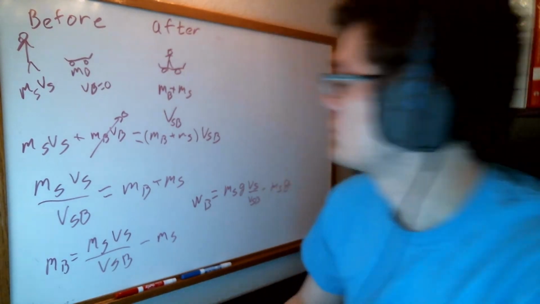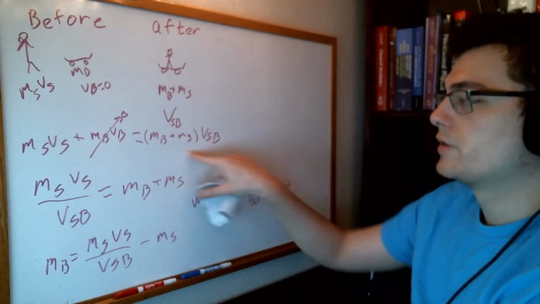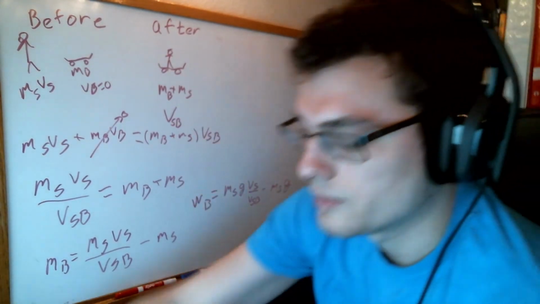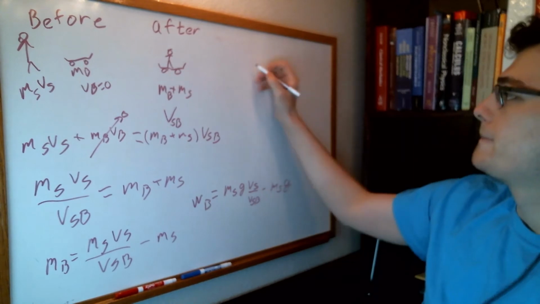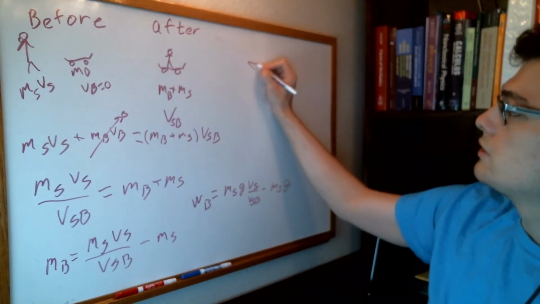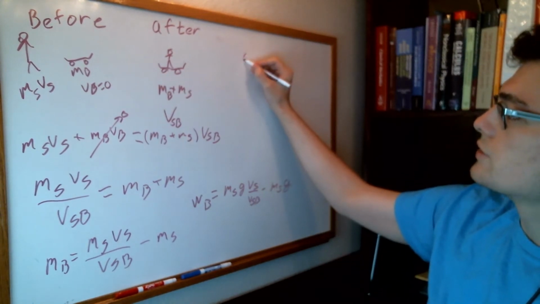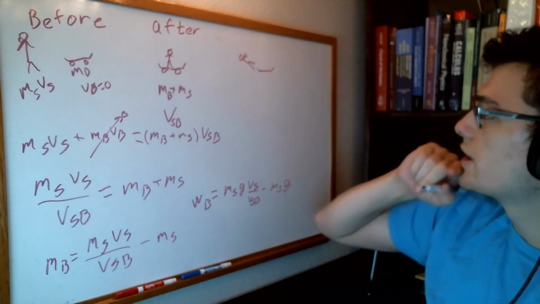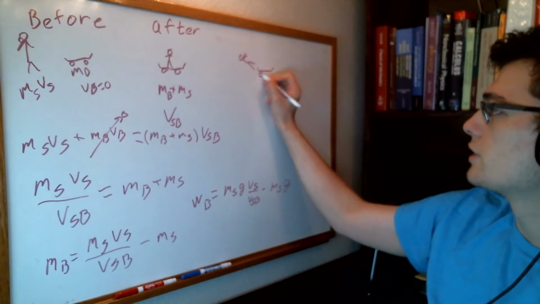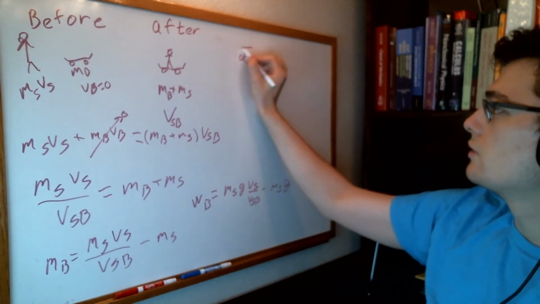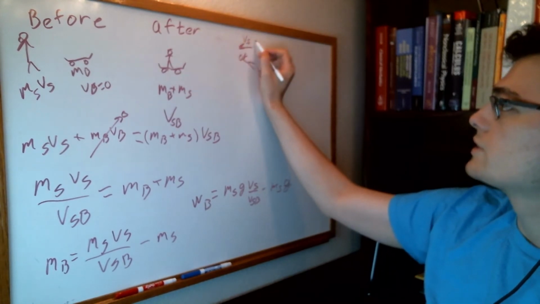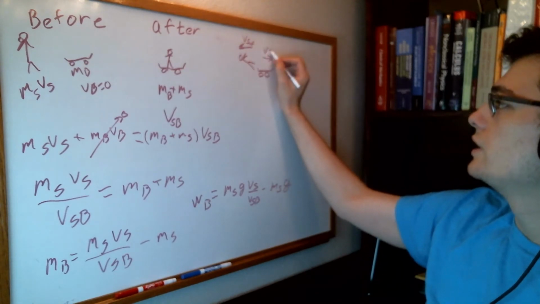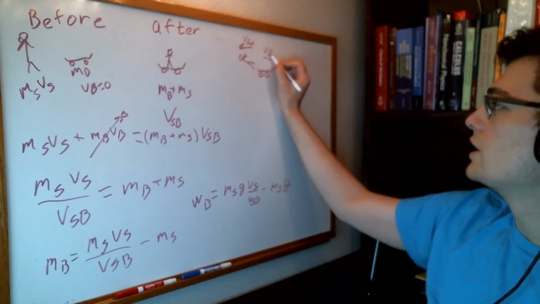So we already solved for the momentum of the two here, and so now the student falls off the skateboard and sends the skateboard flying in the opposite direction, right? So we have VSF over here, and then VBF over here.